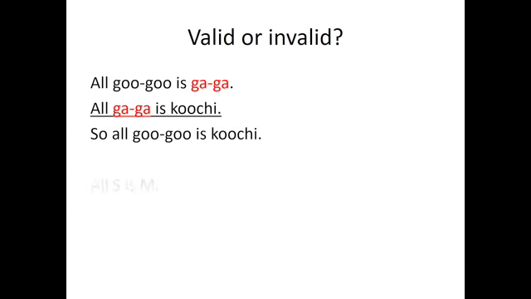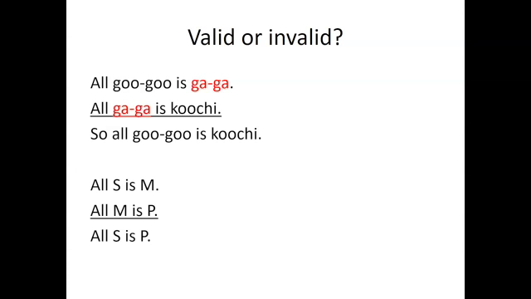So if we go back to this one, we find the form. We see this is the same form. All Gugu is Gaga, all S is M. All Gaga is Coochie. Gaga comes up again, but in the right first position. All M is P. So all S is P.